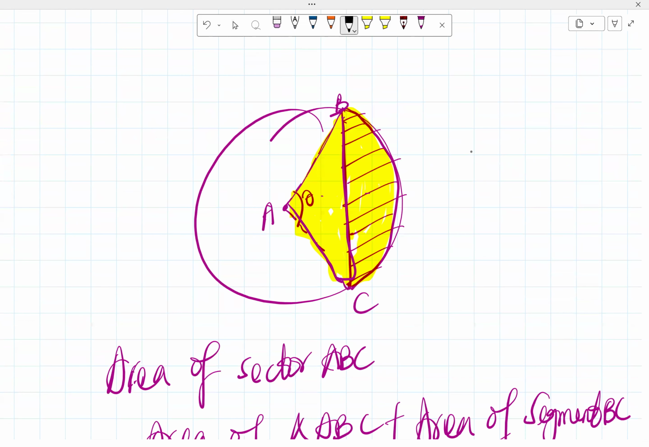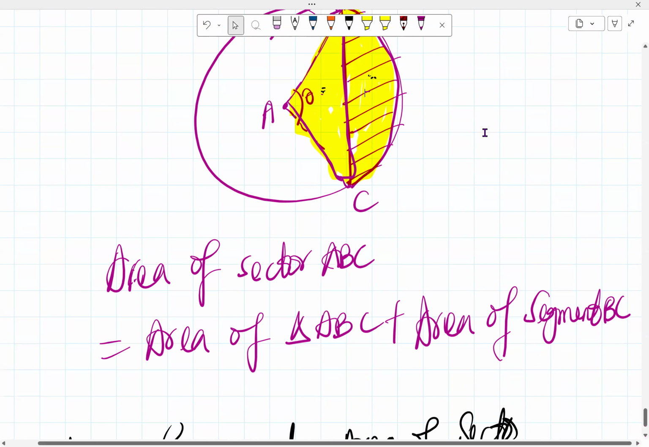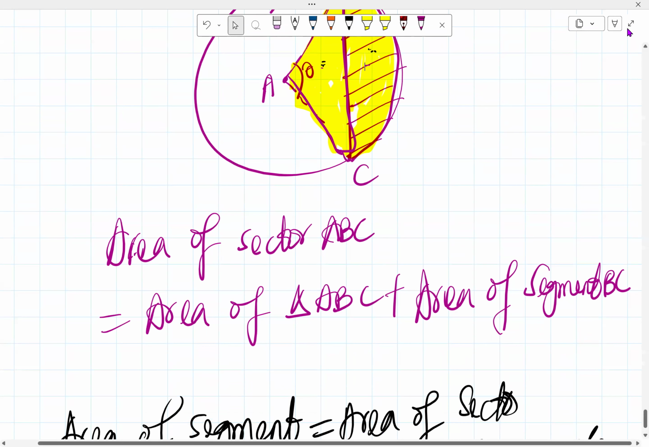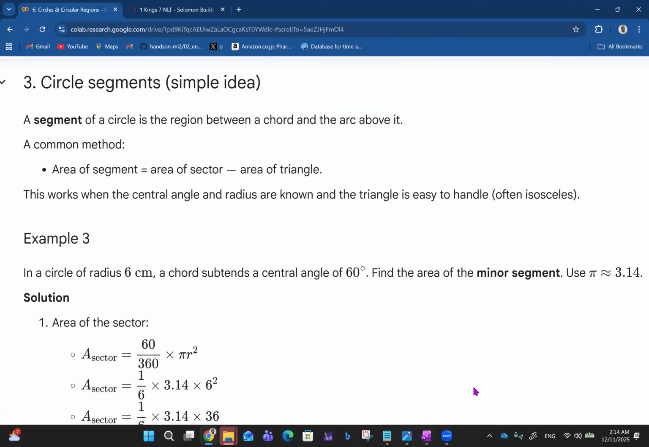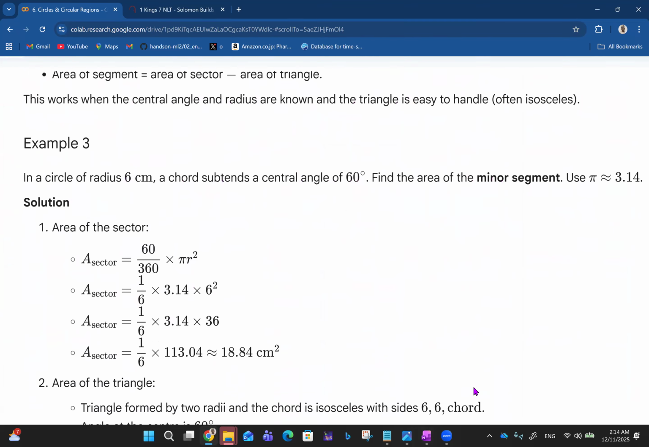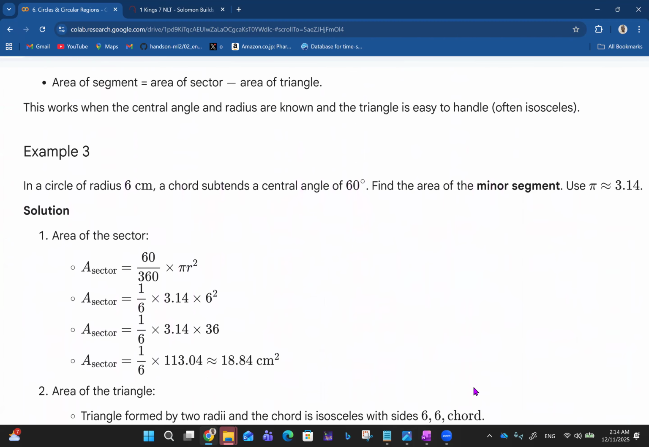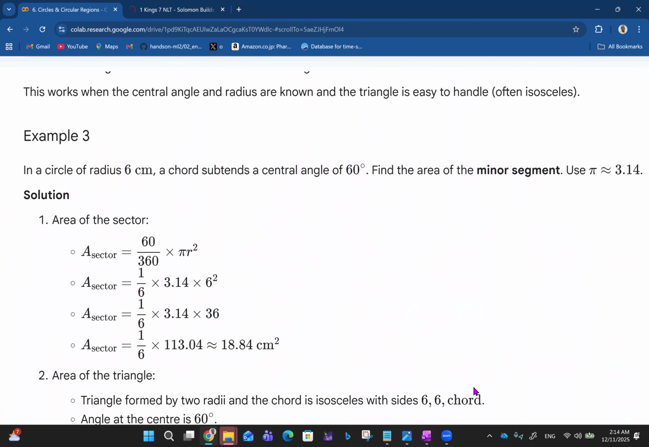So if you find the whole area of this whole sector, then subtract the area of this triangle, you get the area of this segment, because the area of segment plus area of triangle gives you the area of the sector. So let's see how that plays out as we move on in the notes. So here, things get a bit messy.